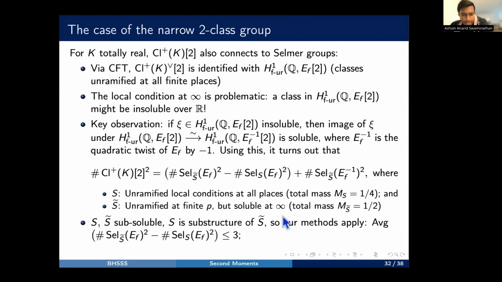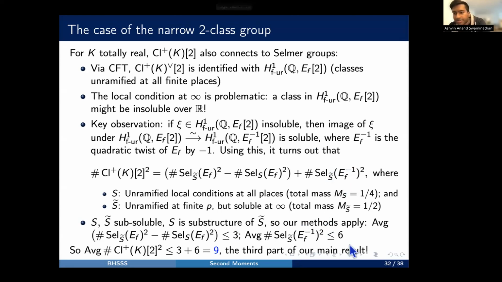So applying our methods, the first term in parentheses has an upper bound of 3, and the second term has an upper bound of 6, giving a total upper bound of 9. That's the proof of that theorem. I'm almost out of time, but getting to the end here. This method of proof for the narrow class group suggests that you can go beyond our bound for the second moment of generalized Selmer groups. You can go beyond it by leveraging quadratic twisting.